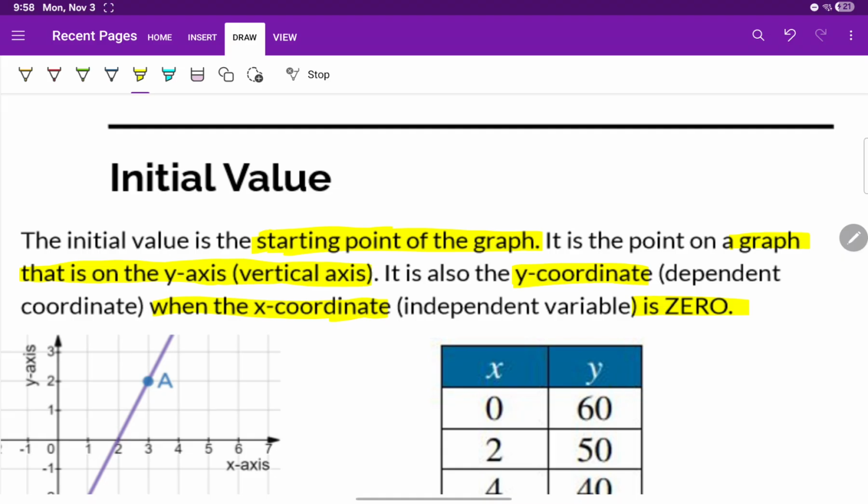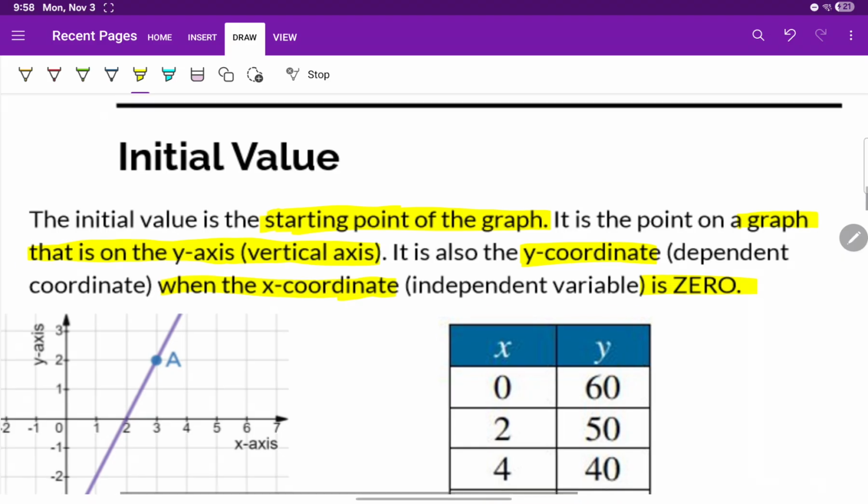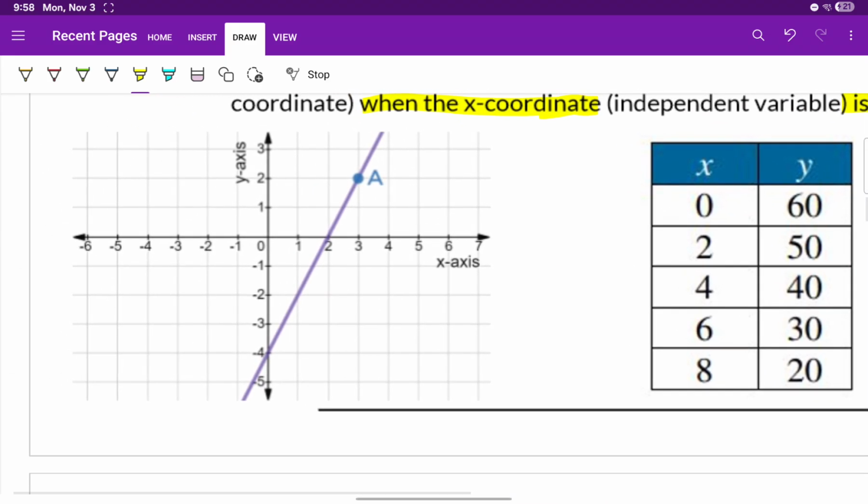I am going to do a couple examples now. The first example, we are looking at where my graph crosses my y-axis, or where it crosses my vertical axis. That is this point right here, which is an initial value. From now on, I'm going to use IV for short, of -4.